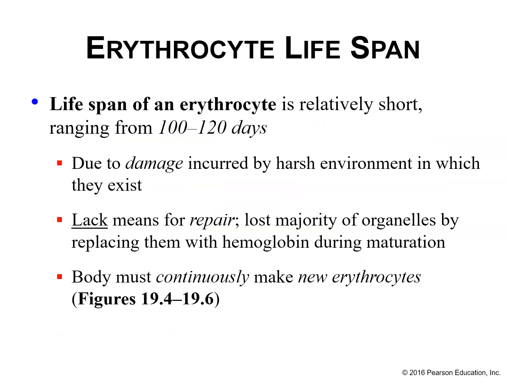Your red blood cells don't live a tremendous amount of time. They live for about 100 to 120 days, about 3 to 4 months. That's primarily because of the damage that they incur as they go through the different tissues supplying them with oxygen. Also remember they lack any means for self-repair. They've already lost the majority of their organelles by replacing that cytosol with hemoglobin during their maturation process. So your body has to continuously make new red blood cells.